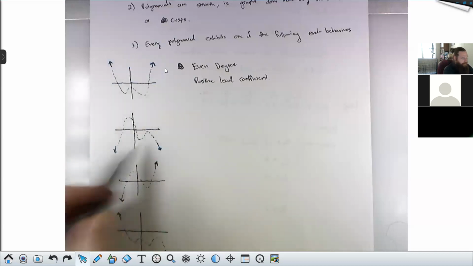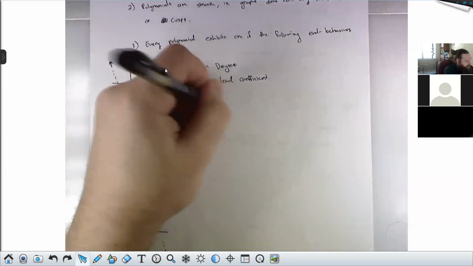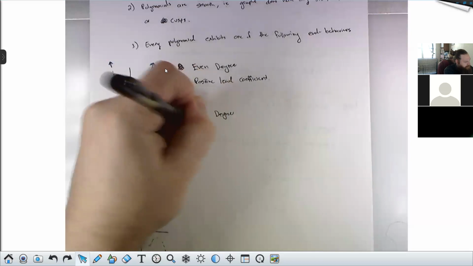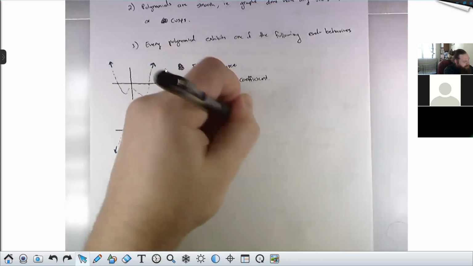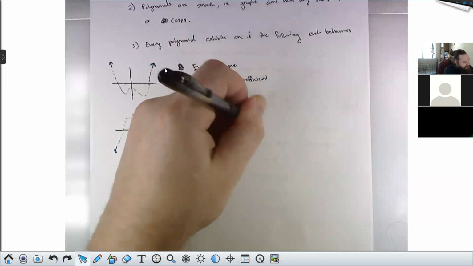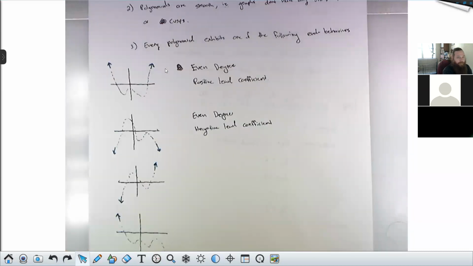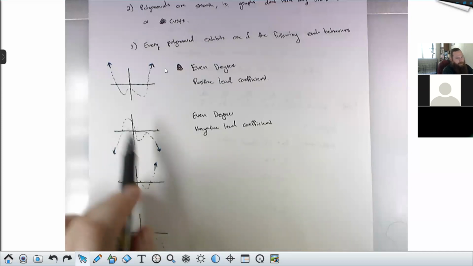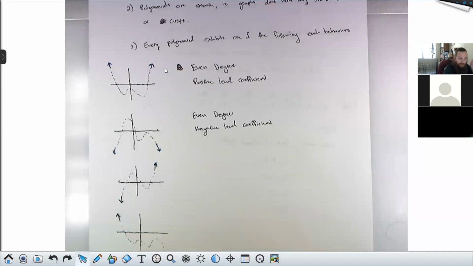This one corresponds to a polynomial of even degree, but a negative lead coefficient. I think like negative x squared, right? Obviously the in-between part looks very different, but just negative x squared would have arrows that point down on both sides.